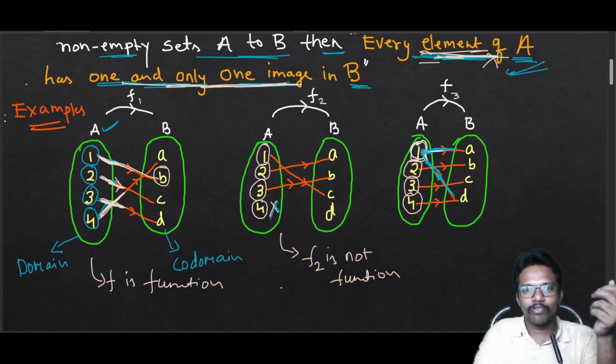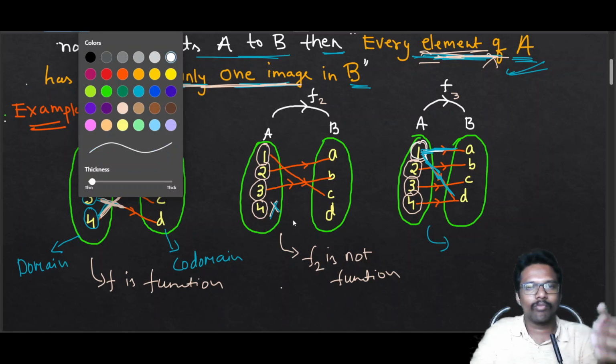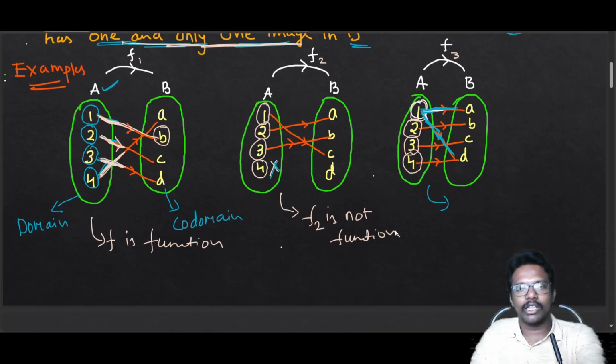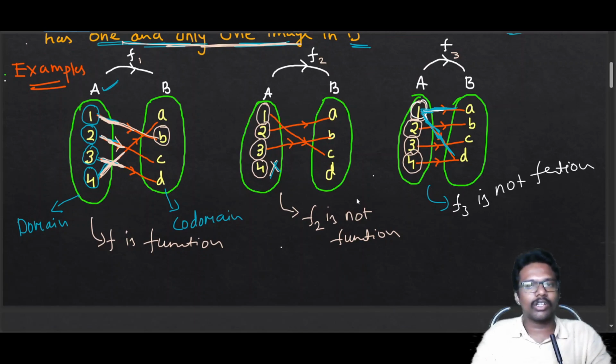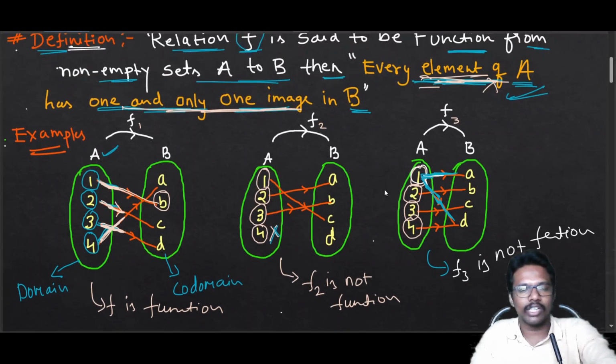In the third example, the first condition is satisfied, but the second condition is failed. One and only one image is not there here. For 1, there are two images. If an element of A contains two images, then directly we can write that f3 is not a function. F3 is not a function. I hope you understood these three examples.